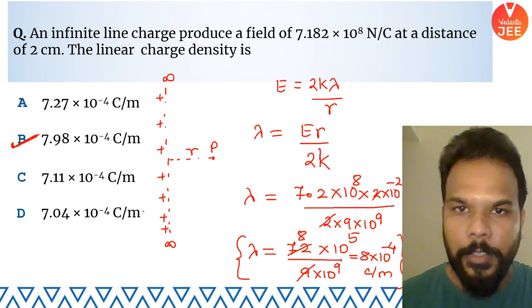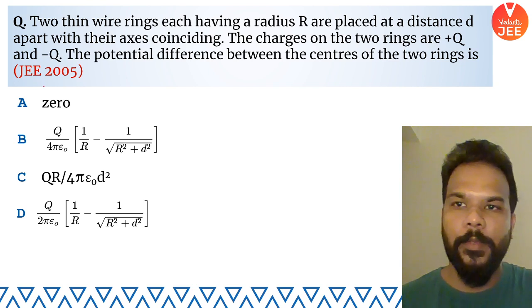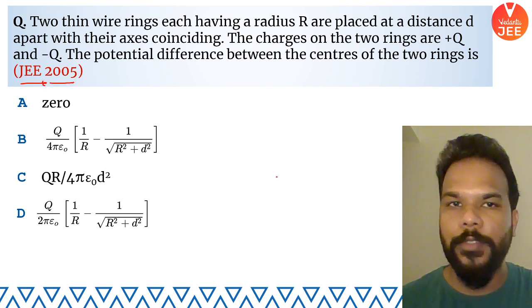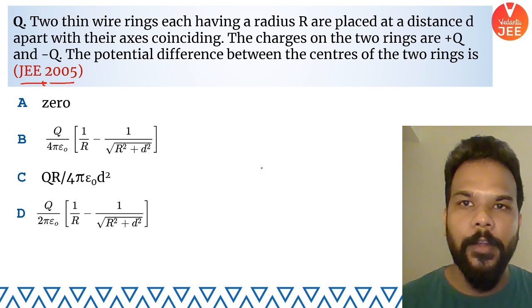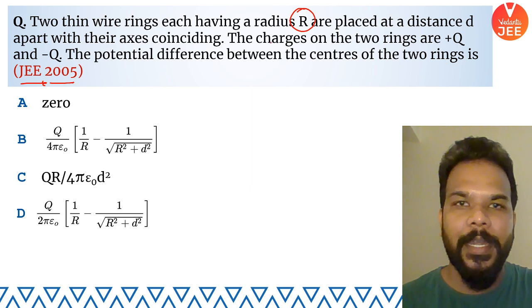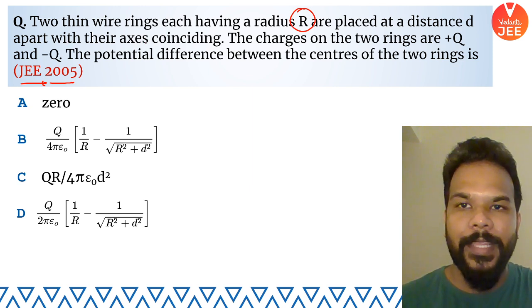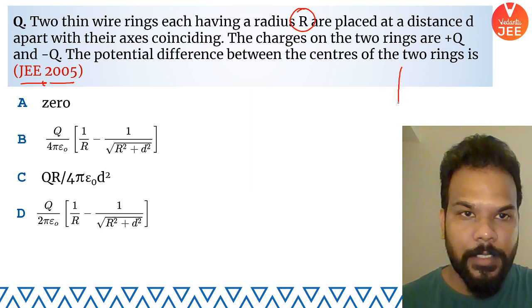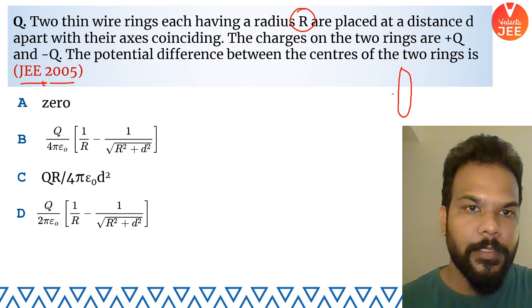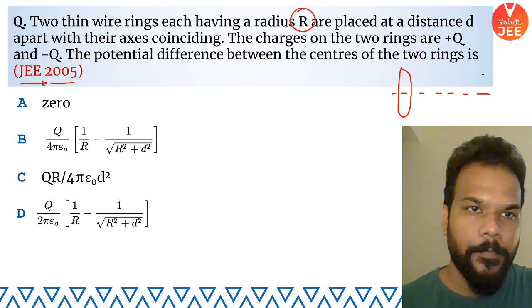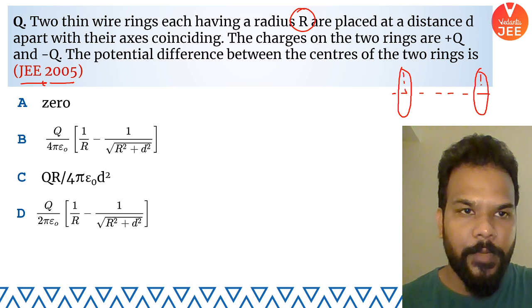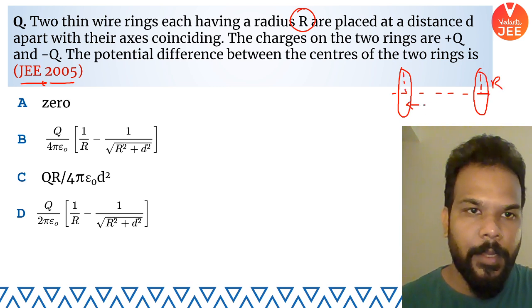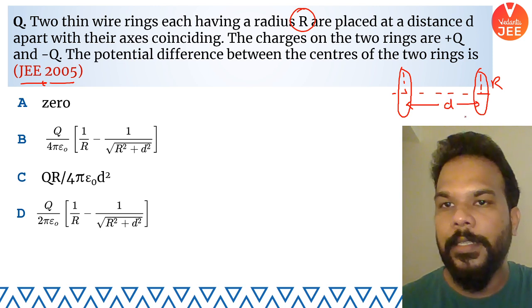Okay, cool. Now this one, guys, this is the question from JEE 2005. The question says that two thin wire rings, each having a radius R, are fixed at a distance d apart with their axes coinciding. That means this is how the rings are being placed. Their radii are given, that is capital R, and their centers are at a distance d.